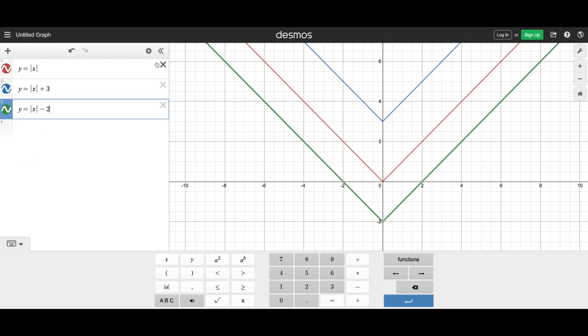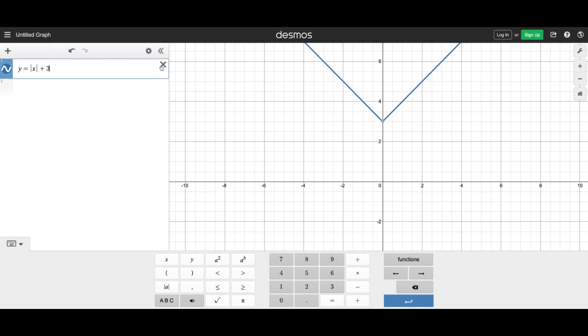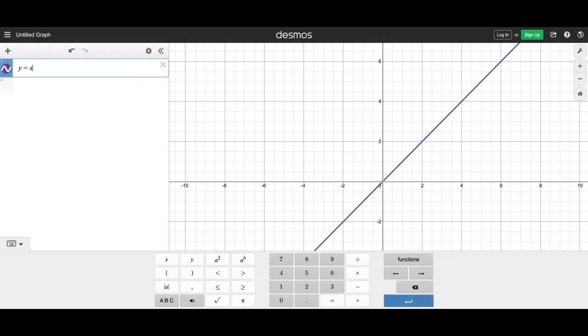So let's take another parent function and see if it does exactly the same thing, because math is very concrete. I mean, the rules don't change. So let's go y is equal to x squared.